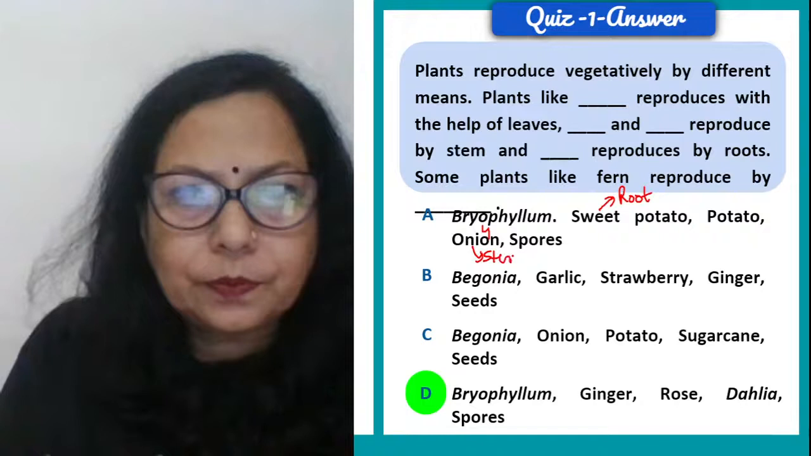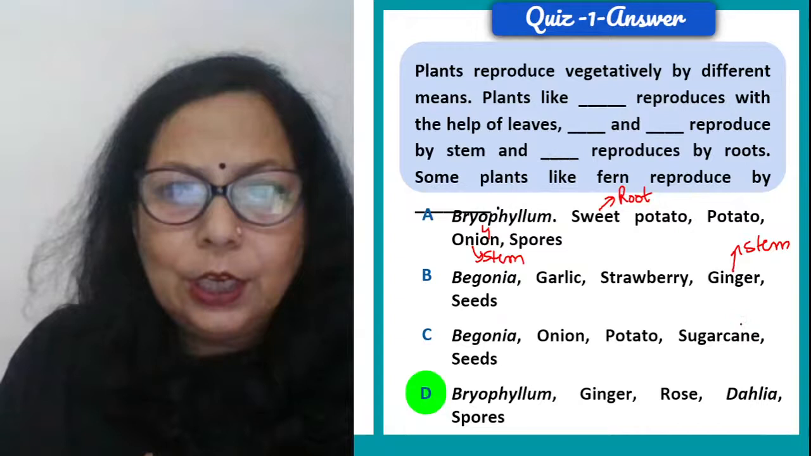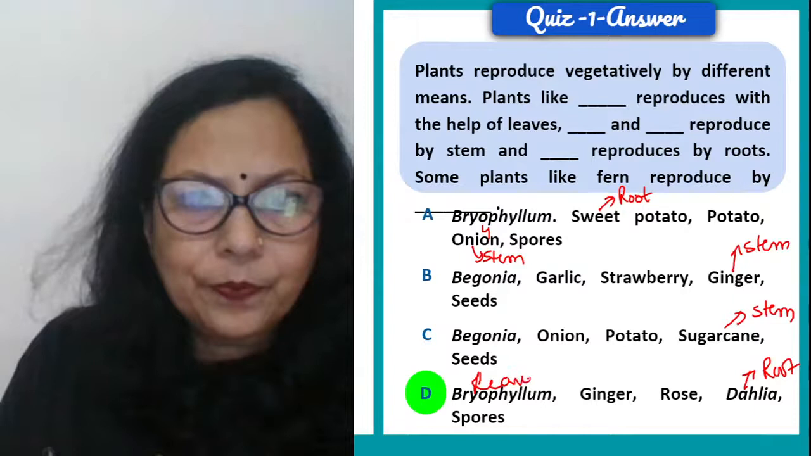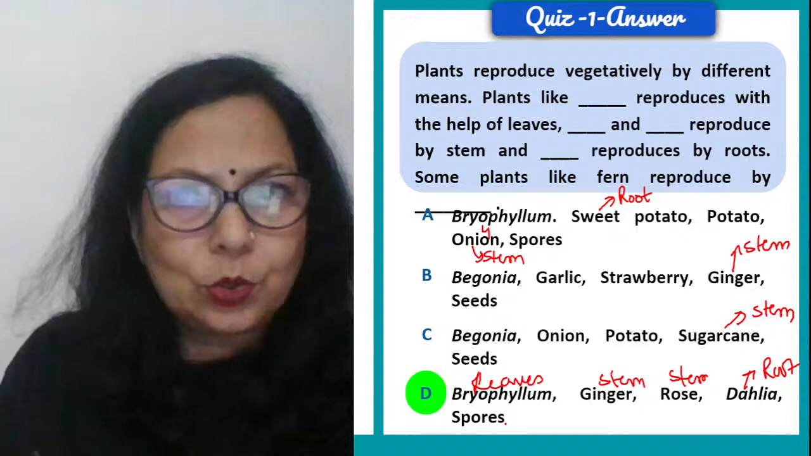Ginger by stem, not by root. Fourth fill-up was this. Sugarcane also by stem. Dahlia by root. So there was only one option which was reproducing by root. This is by leaves. This is stem. Stem and ferns by spores. So first of all, ferns by spores. So you had to select between A and D.